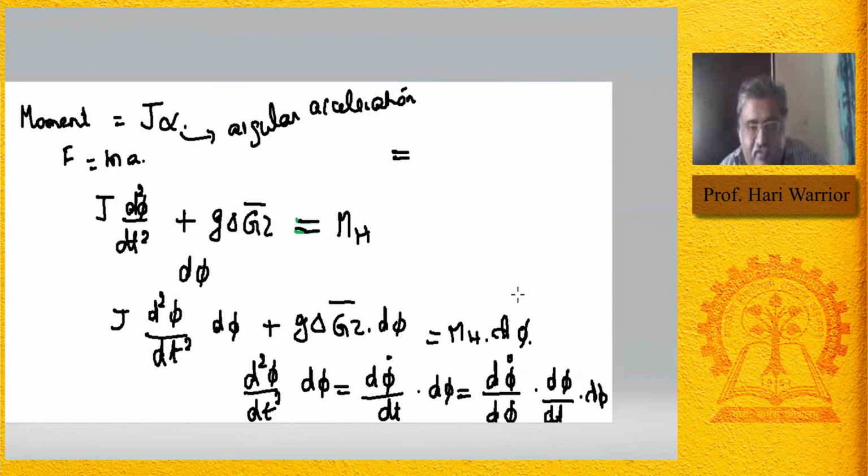So d phi by dt is phi dot. So what does this become? This becomes phi dot d phi dot. This is phi dot. So this d phi and d phi, if I cancel, then this is phi dot. d phi by dt is phi dot, and this is d phi dot. So I write the expression in this fashion. This whole thing, this first term, is therefore J into phi dot d phi dot. So let us write the terms again after this manipulation.